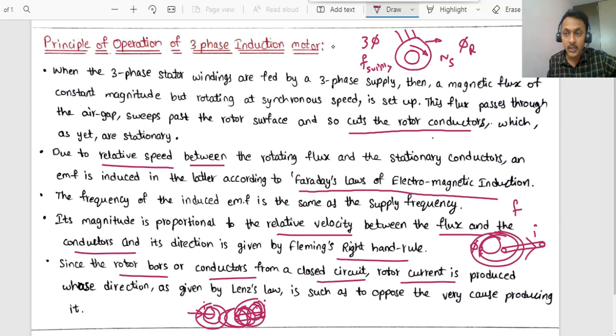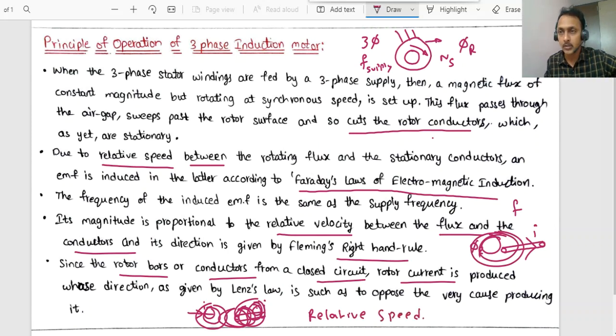Now this flux is going to oppose the cause. What is the cause for its production? The relative speed. In order to oppose the cause, the rotor will slowly be set into motion. It gains speed and tries to catch up with the rotating or revolving magnetic flux, so that it tries to minimize the relative speed, because that is the cause.